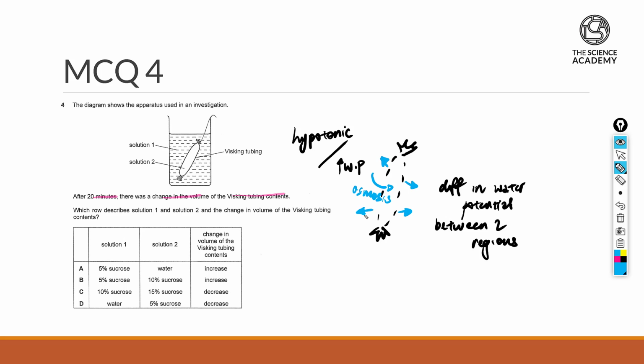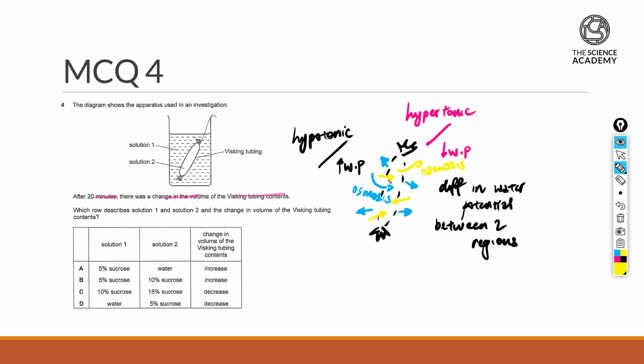Now, of course, if we are dealing with a lower water potential solution that the Visking tubing is submerged in, which we call a hypertonic solution, water will then be moving out of your Visking tubing via, again, the same process of osmosis. And if that's the case, we should see that the Visking tubing should actually be shrinking in size after a while.